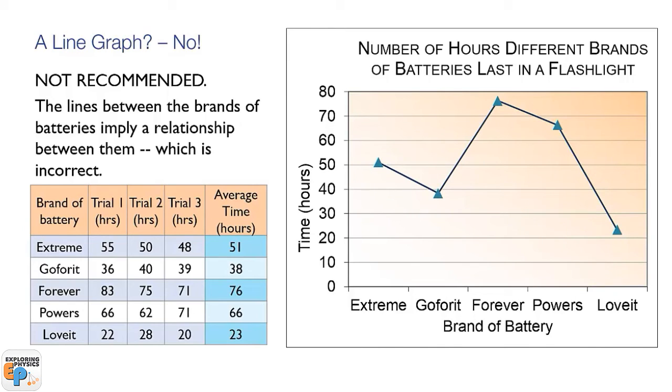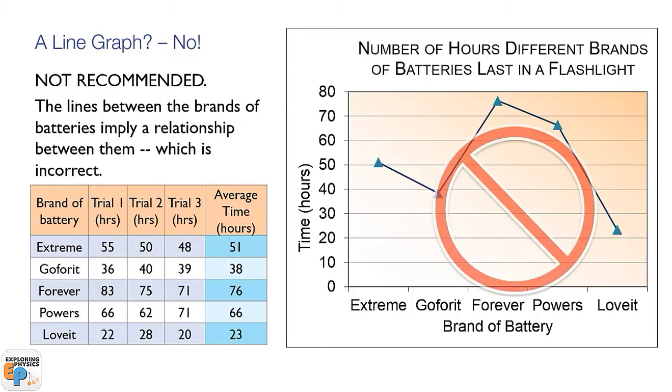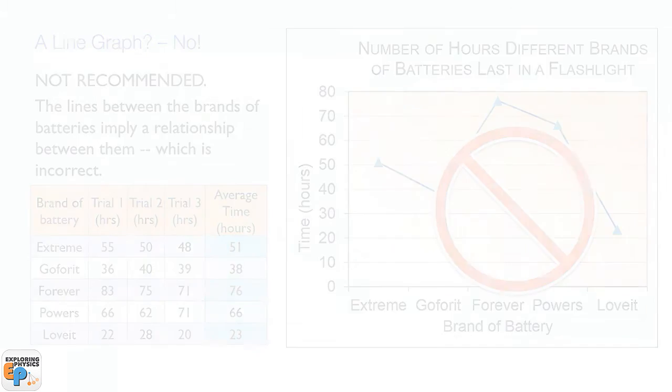This is of course meaningless because the different brands of batteries are discrete quantities and there is no continuity between the different brands. This is the reason why data that has discrete variables is represented by a bar graph rather than by a line graph. Now you're ready to make your own bar graphs.